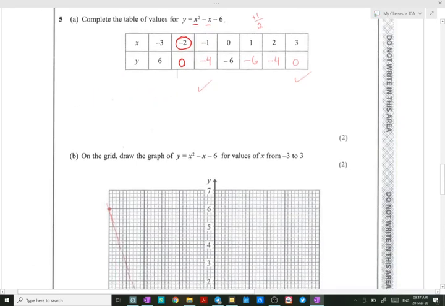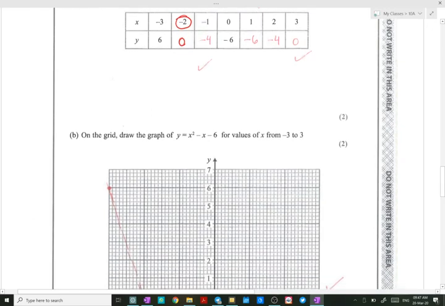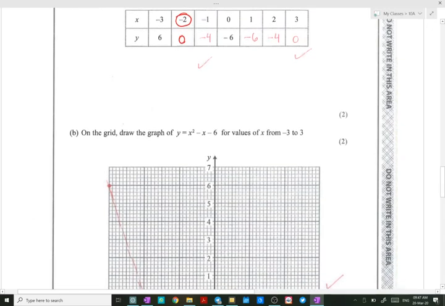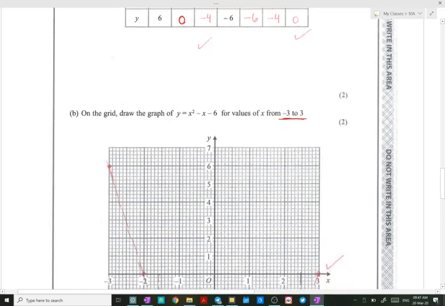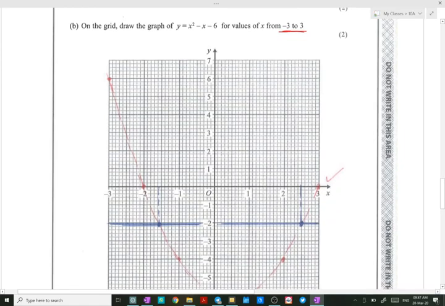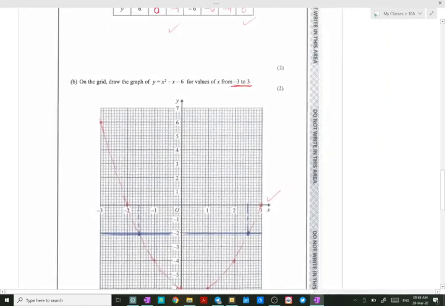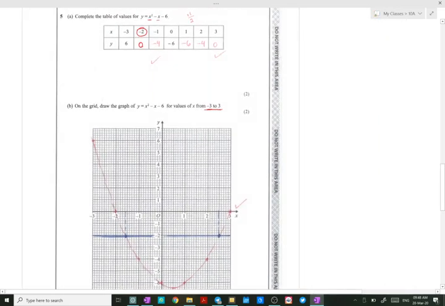Continuing to part B. On the grid, draw the graph y equals x squared minus x minus 6 for the values of x from minus 3 to 3. So they already gave you the x and y plane. So you just fill in the points. So this here is a point. Let's assume that it's point A, whose x is minus 3 and the y is 6. So you look at minus 3 and then 6. So this is point A.